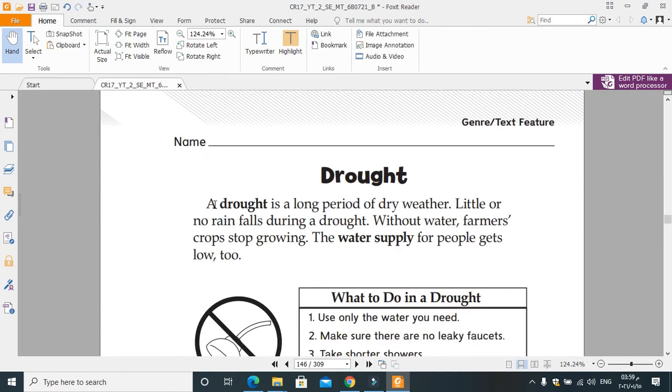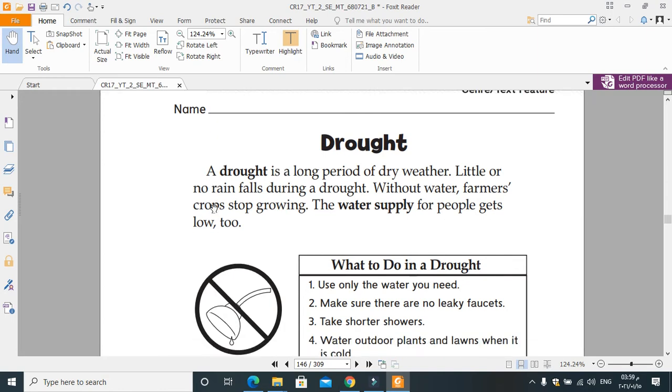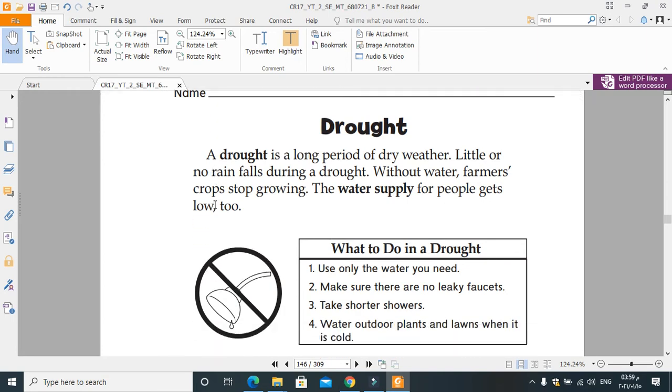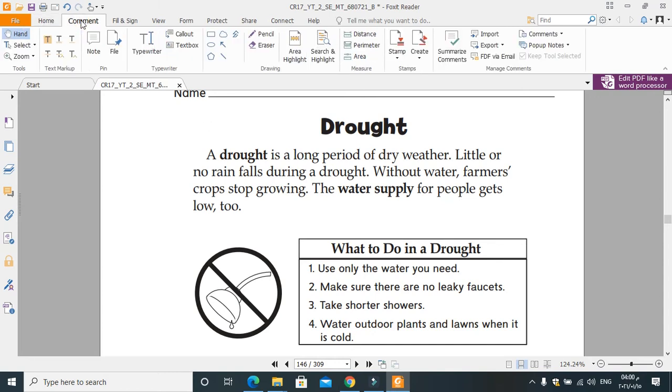In page 137, we have a short story or short reading about drought. What is a drought? A drought is a long period of dry weather. Little or no rain falls during a drought. Without water, farmers' crops stop growing. The water supply for people gets low too. So you understand now what is a drought?